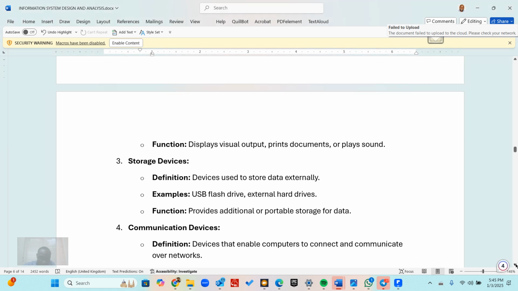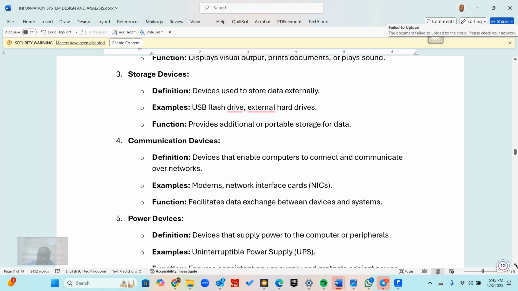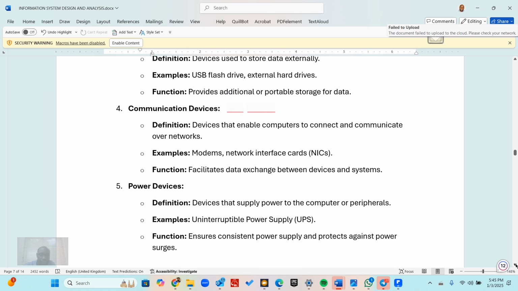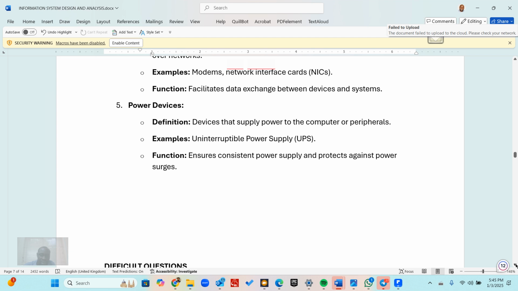Communication devices. Devices that enable computer connect and communicate, such as modem and network interface cards. The functions facilitate data exchange between device system. Power devices. These supply power to the computer or other peripherals. Example, uninterrupted power supply, the UPS. The function enables consistent power and protects against surges.